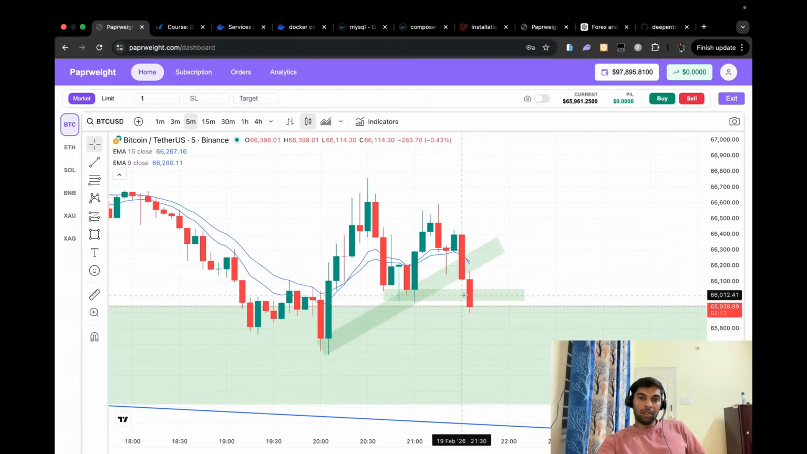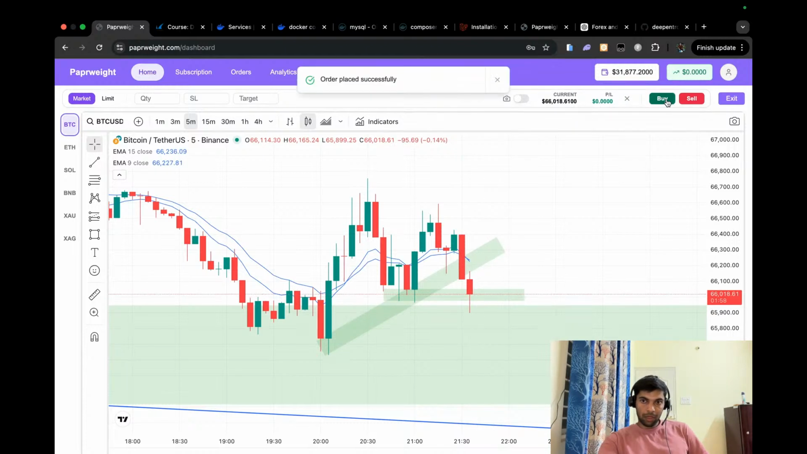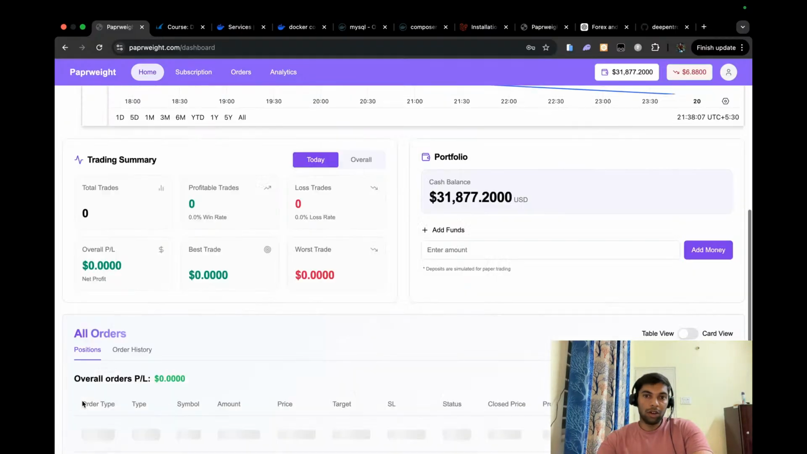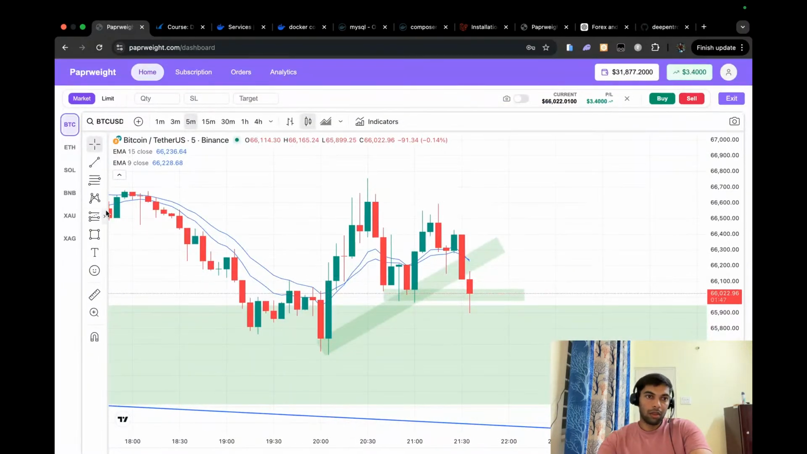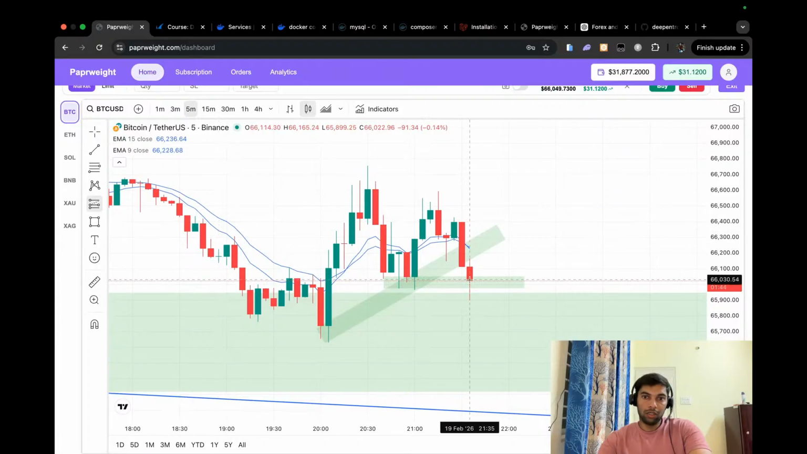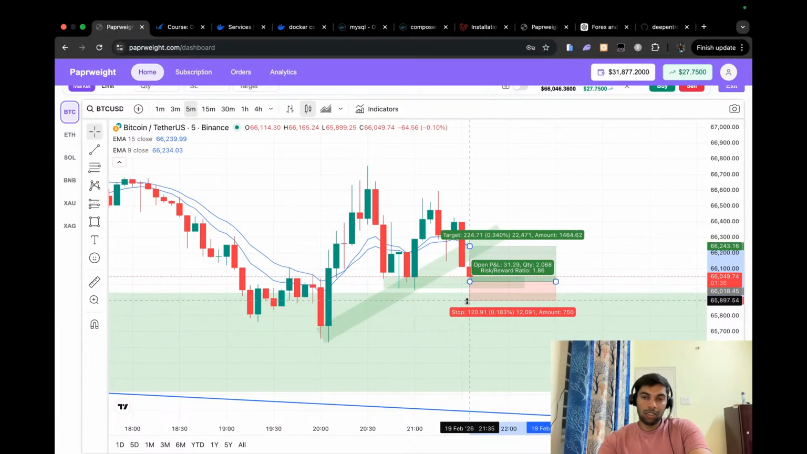Okay, in Bitcoin, it just broke two supports. One is from the trend line, and another is from this little buying zone. So I punched the buying order. Let's see where I punched my order. It is at 66018. My stop loss is very low, just below the low of this same candle.